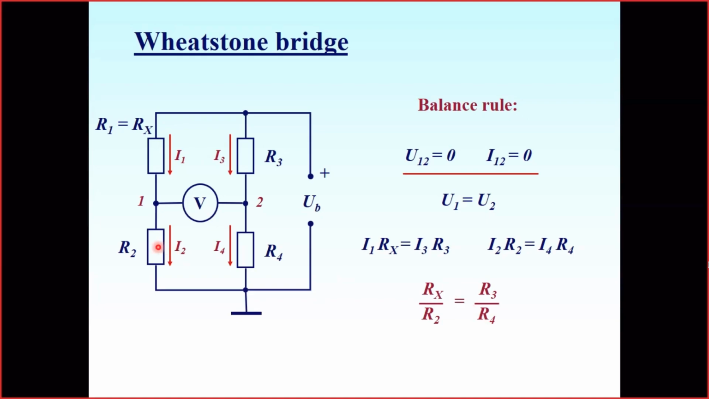In practice, I may take R2 and R4 equal. If R2 and R4 are equal, then my bridge becomes balanced when R3 is exactly equal to Rx. When I get my bridge balanced, meaning I get a voltage of 0 here, I may be pretty sure that my resistor R3 is equal to Rx. And in this way, I measure my Rx.